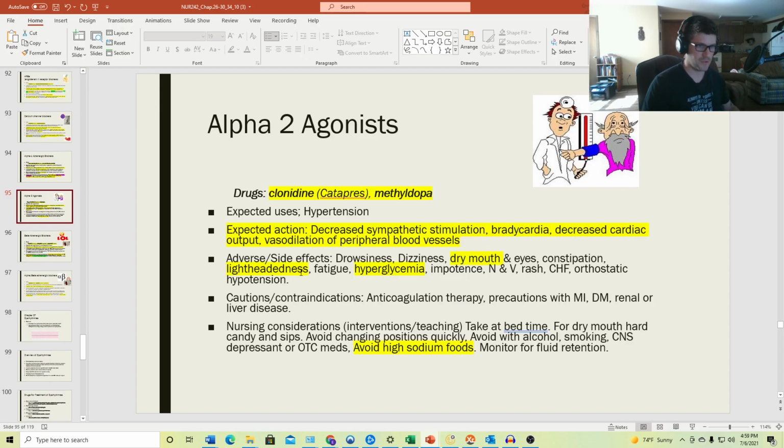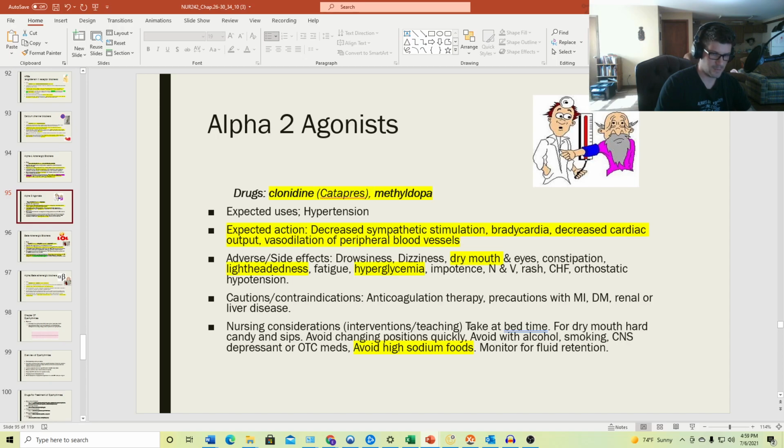Adverse side effects for clonidine and methyldopa, which are the alpha-2 agonists, are drowsiness, dizziness, dry mouth and eyes, constipation, lightheadedness, fatigue, hyperglycemia, impotence, nausea, vomiting, rash, CHF, I forget what that was again. Orthostatic hypotension, again, we see that. Cautions, contraindications: anticoagulation therapy, precautions with myocardial infarction, DM, renal or liver disease. And then nursing considerations, interventions, and teaching.